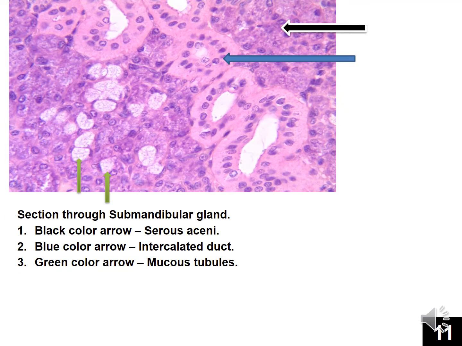Now here you can see a section through the submandibular gland. Notice with the green arrow these are the mucous cells, which make the duct as we said, and the one indicated with dark blue is the intercalated duct. You can see the myoepithelial cell, and with the black arrow the serous acini.